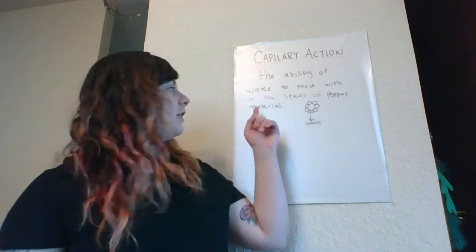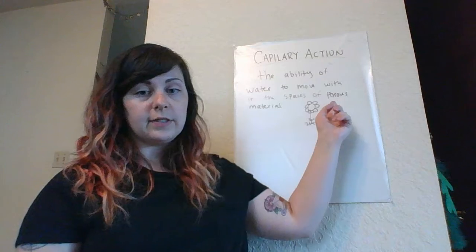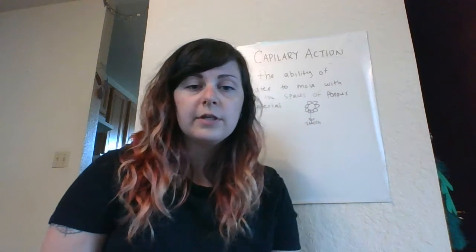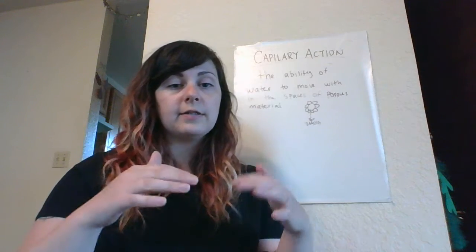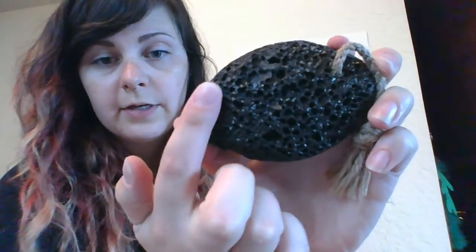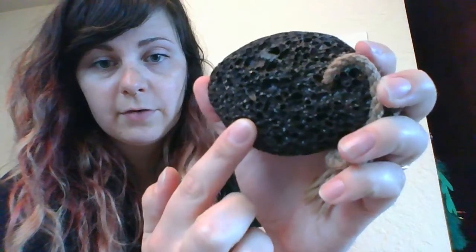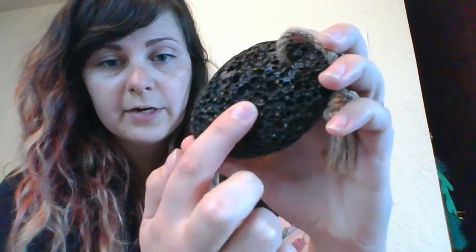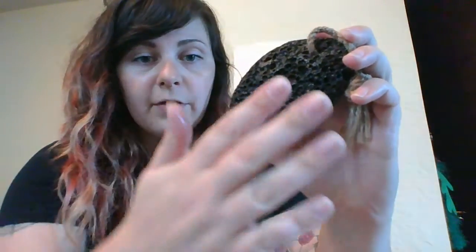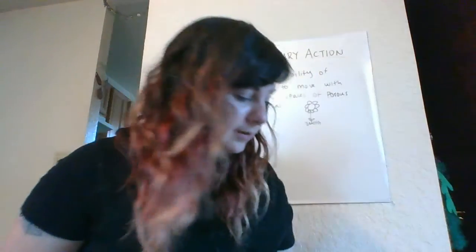So right here in the definition, we see this word porous material. Porous material means something that has holes that water can get inside of and fill those spaces. Rocks can be porous. If you look here, there's lots of holes. This actually is something from my shower. You can see there's still water in it. Water will get in there and fill those holes. This is a porous material.